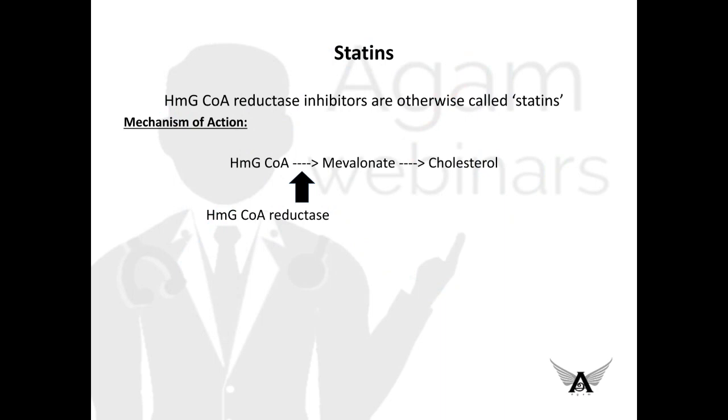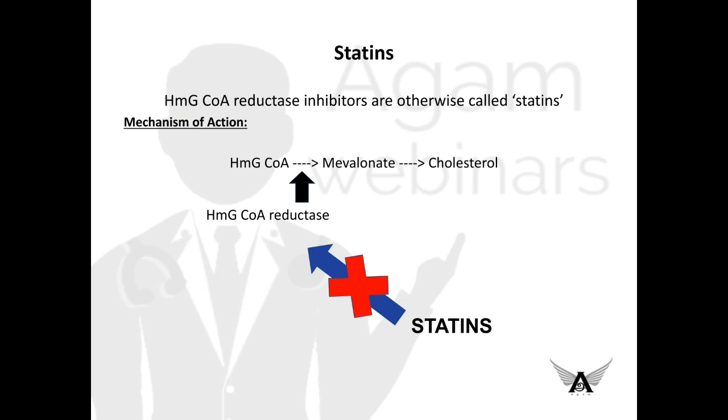It's a 5-mark question. So let's see it in detail. So HMG-CoA reductase inhibitors are always called statins. So the mechanism of action is HMG-CoA is converted to mevalonate and it becomes cholesterol. So if you remember, this is the third step in the cholesterol biosynthesis which you studied in your biochemistry. And the enzyme which mediates this third step is HMG-CoA reductase, and this step is the rate limiting step of biosynthesis. So what statin does is statins competitively inhibit HMG-CoA reductase enzyme, thereby interrupting the formation of cholesterol.